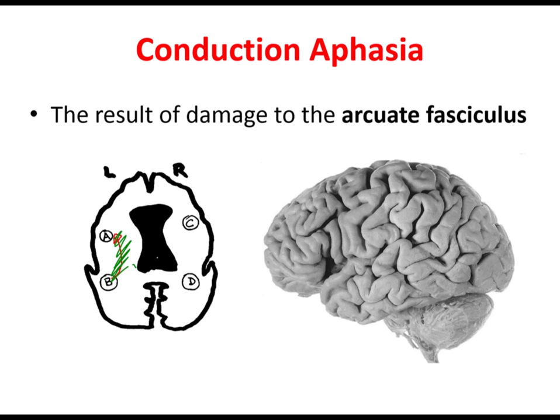Damage to the arcuate fasciculus impairs the ability to repeat. So they would have a major problem repeating a certain word. In these patients, reading aloud is abnormal, but patients can read silently with good comprehension. So again, they could read a book, but if you ask them to read aloud, they would have major problems. So that's conduction aphasia.